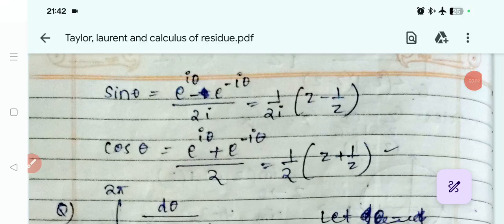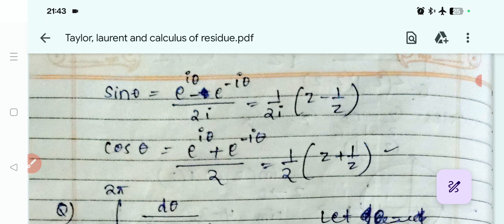To calculate residues involving trigonometric functions, let's see some of the problems. Remember sin theta equals (e to the power i theta minus e to the power minus i theta) by 2i. Put e to the power i theta equal to z, so e to the power minus i theta will be 1 by z. So the formula will be 1 by 2i into (z minus 1 by z).